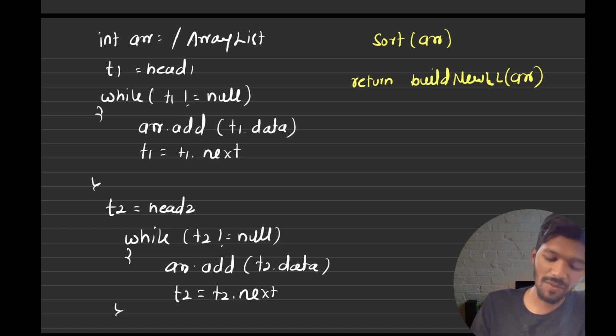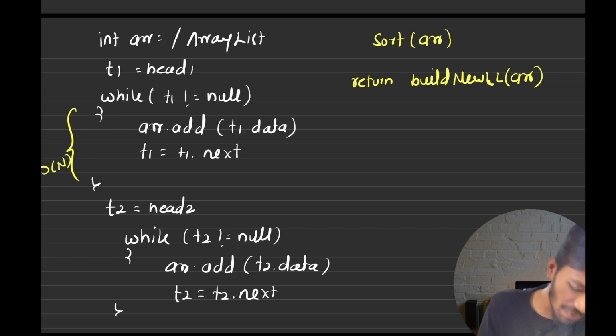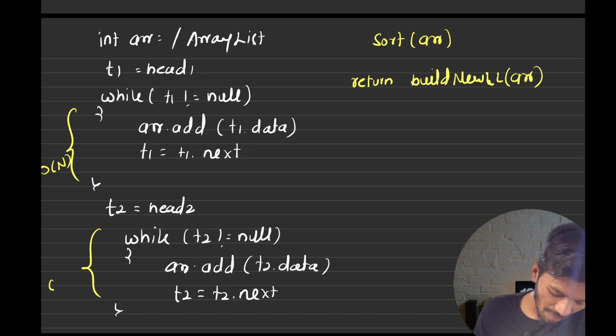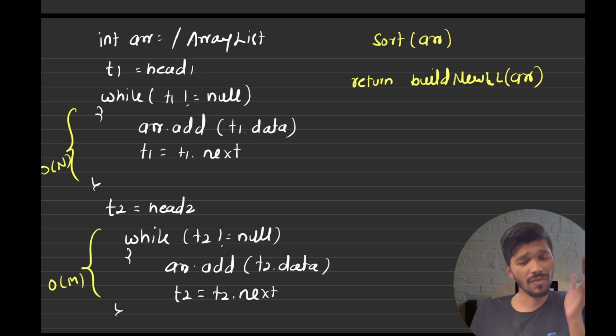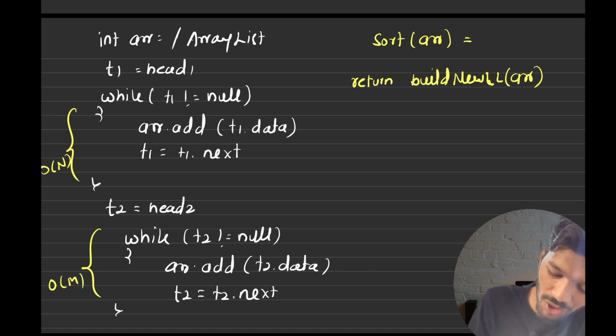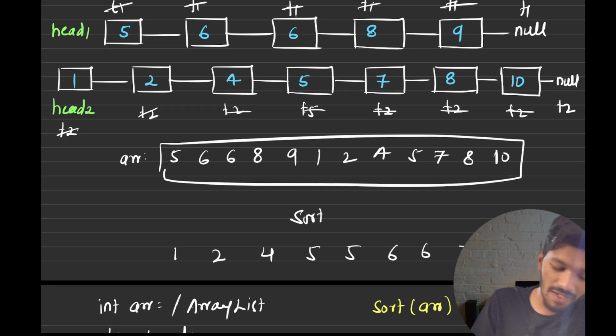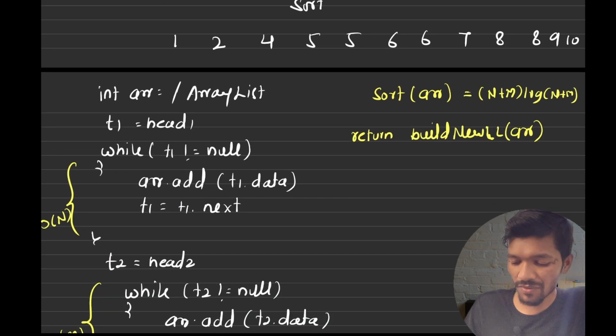So what will be the total time complexity for this? For this it will be big O of n time, because we are traversing the whole linked list, and for this it would be big O of m time, because it might contain nodes which can be less than or greater than the first linked list. And again we are sorting it. So if you are sorting it, what will be the total time complexity? It would be (n plus m) log (n plus m), right? We are sorting all the nodes present in your first list and the second list.